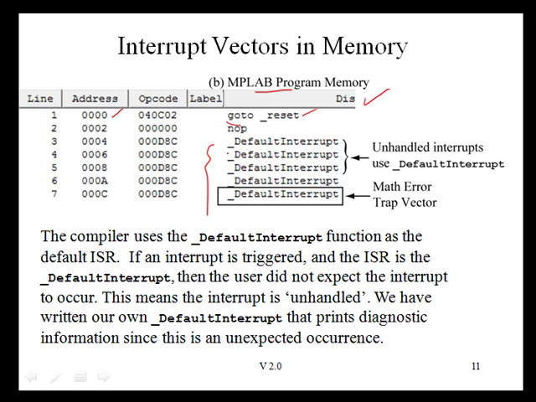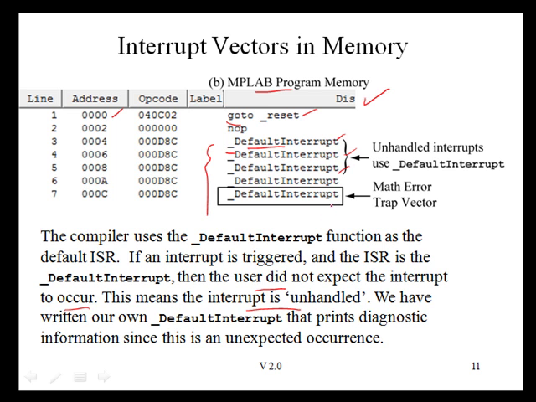These other locations contain the special label _default interrupt. This is what the compiler places here if the user has not explicitly specified an ISR in their code for this particular interrupt. If this interrupt code is executed, then it means that the user did not expect this interrupt to occur, and that this interrupt is unhandled.